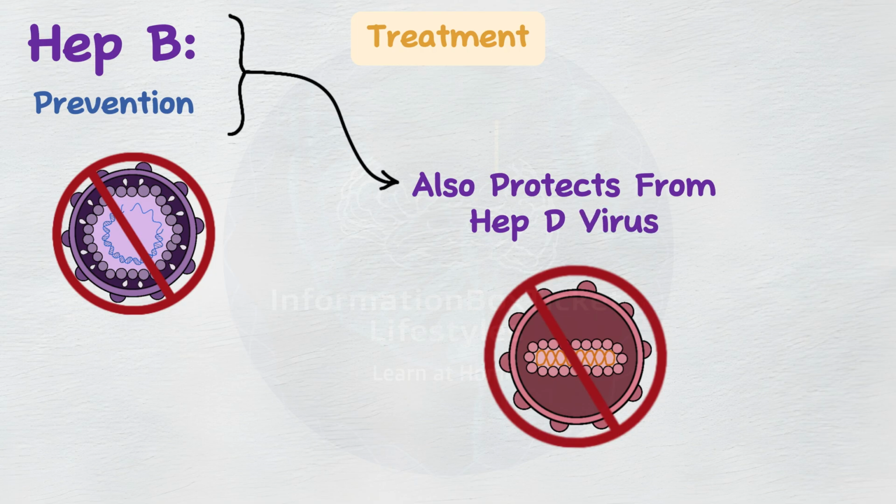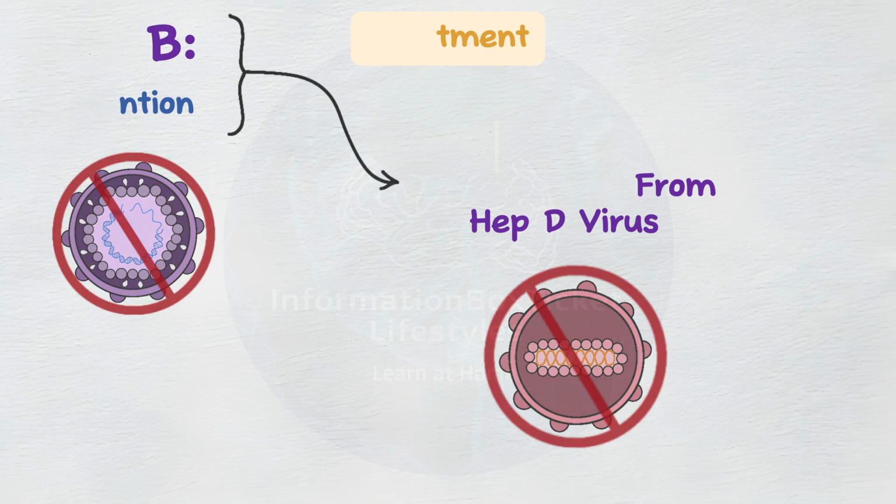For hepatitis D, there is no particular medication. Treatment and prevention of hepatitis B shields against the hepatitis D virus, since it is reliant on hepatitis B.